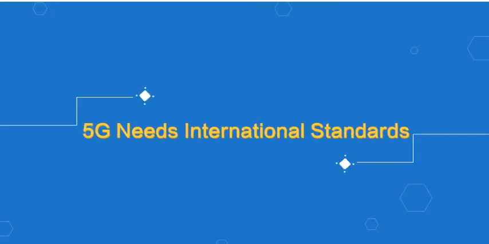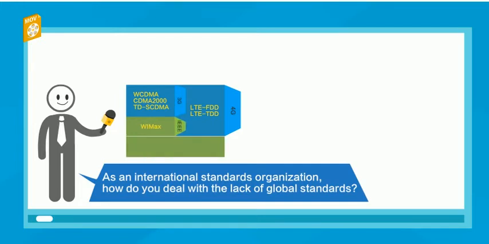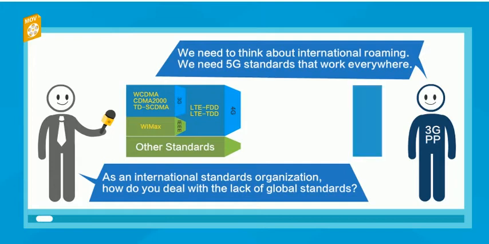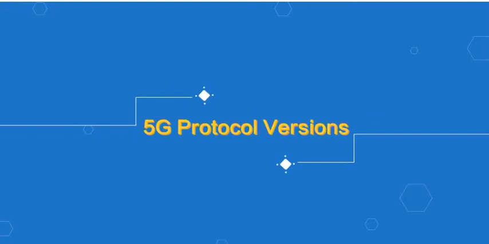As an international standards organization, 3GPP has to consider the wide range of problems that can result from inconsistent standards. The inconsistency between 3G and 4G standards created problems for the development and deployment of all sorts of products and services. This is why 3GPP is proposing unified global 5G standards right from the start. They want to give full consideration to the challenges of global roaming and to take full advantage of economies of scale. The goal of the 5G industry is to establish a global standard.